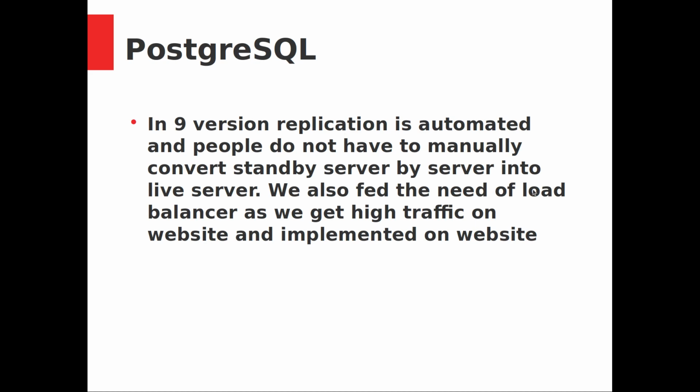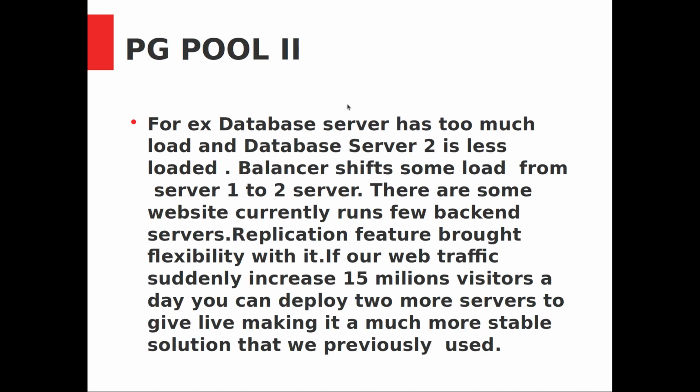We also fulfilled the need of a load balancer. I will come to this topic in detail in another video. A load balancer means that if there is load on one server, it is transferred to another server. We call it grid computing. To fulfill the need of a load balancer with high traffic on the website, PGPool was implemented. For example, database server 1 has too much load and database server 2 is less loaded. The balancer shifts some load from server 1 to server 2, so one server handles incoming traffic, one handles outgoing traffic, one handles database queries, and one handles application data.